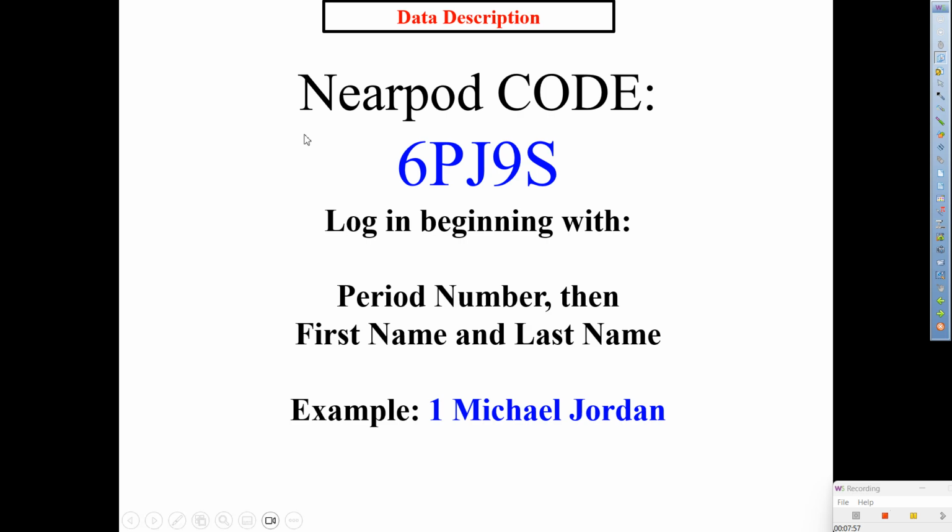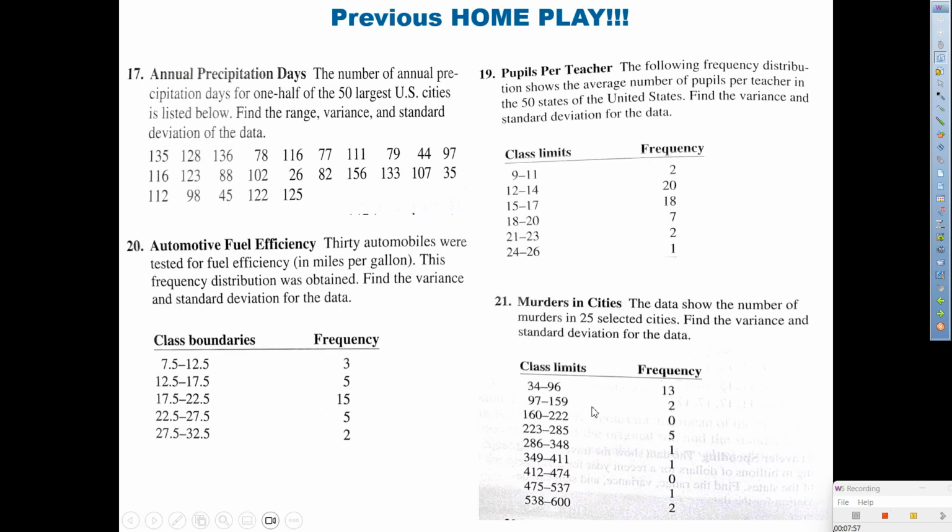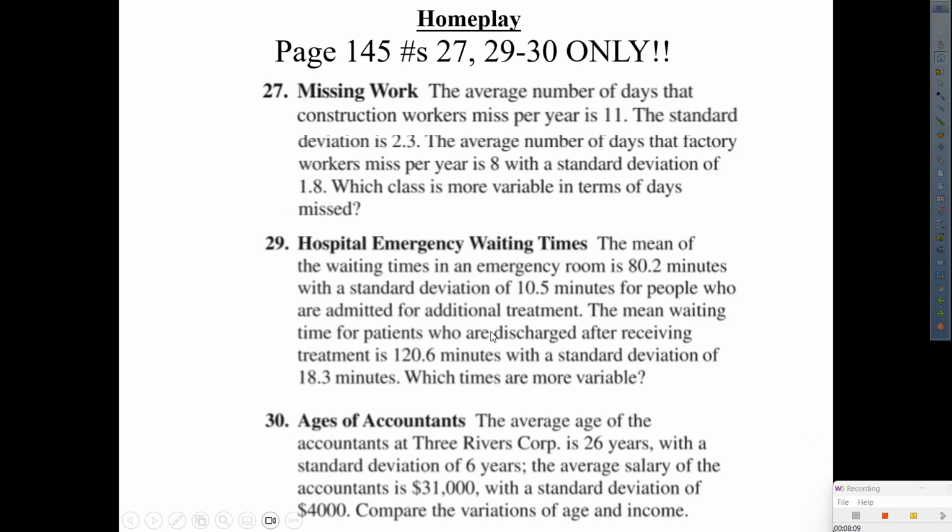Once again, last night's home plate were these 4 problems. But if you turned in most of number 17 yesterday in class, you just need to turn in 1 more of these, right? All right, good. Home plate for tonight looks like this. It's only 3 problems.